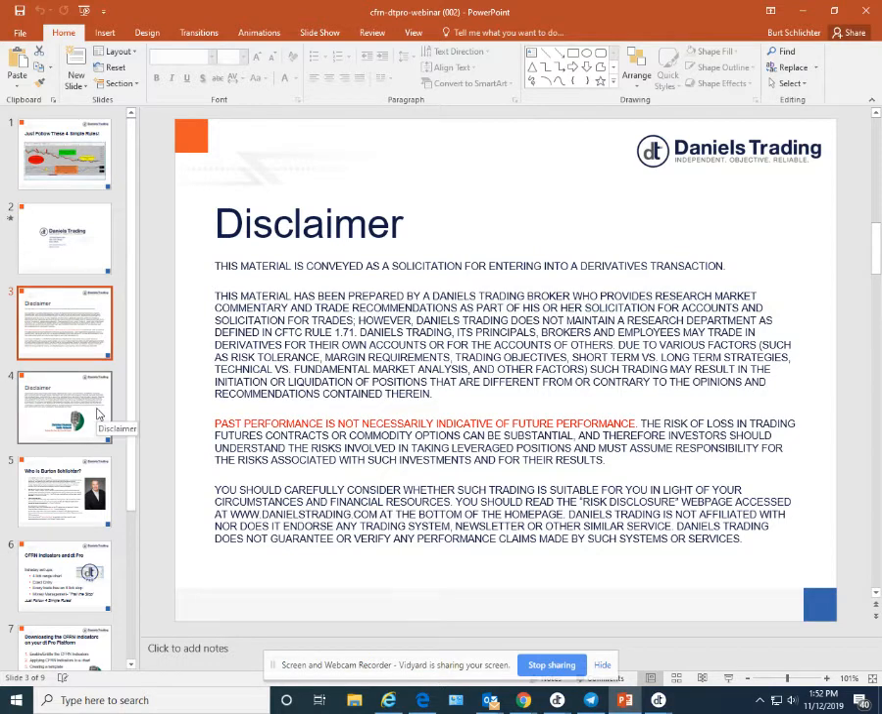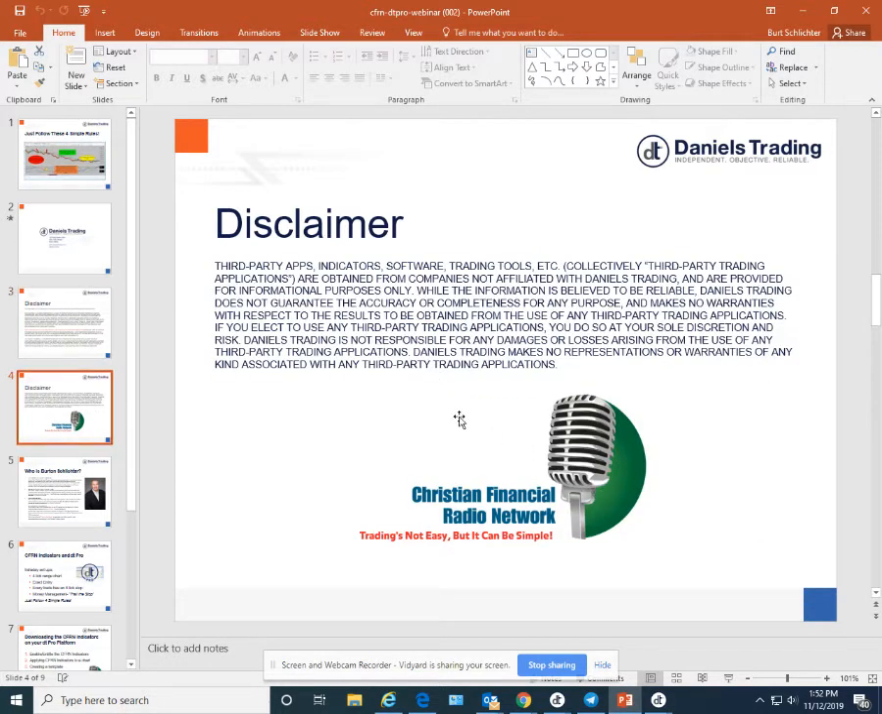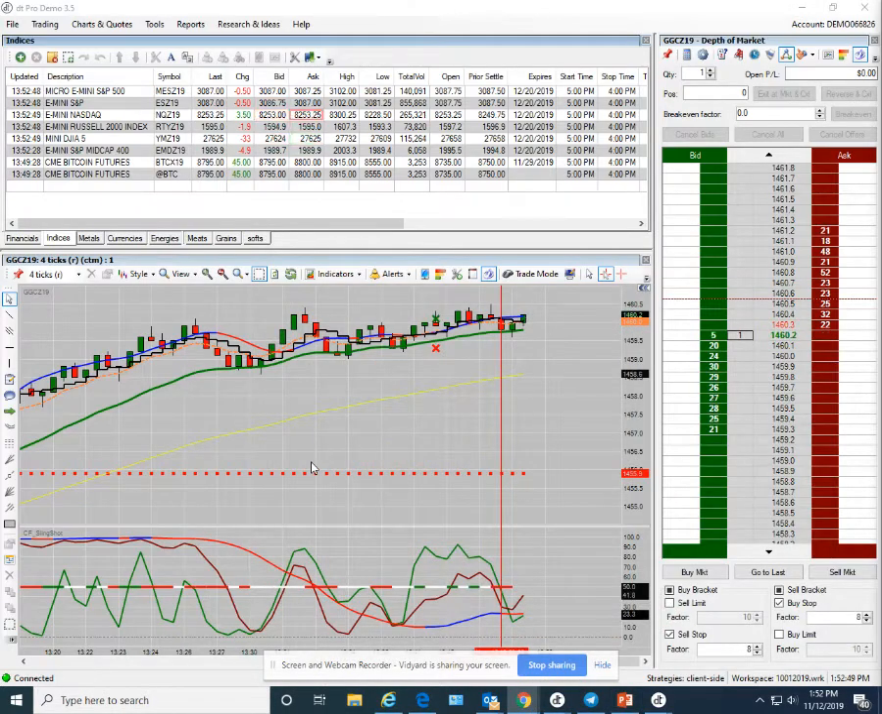Okay? Secondly, this slide basically tells you or goes over the relationship I have with CFRN. Okay, because I am going to talk about things that are relative to their training room. And basically, they are a third party. They have a set of indicators, trading tools. They have some rules, and basically, their indicator set is built inside our trading platform.